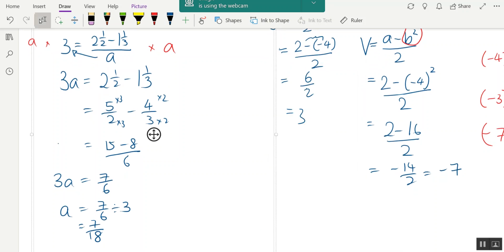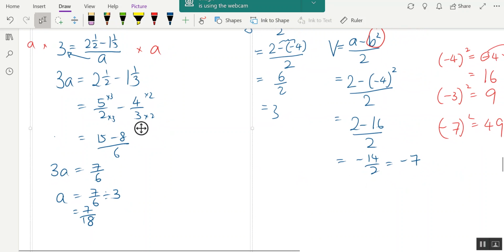Okay, know when to use your calculator, know when not to use your calculator. Generally, teachers want to see more working, okay, to make sure you know how you get from the top to the bottom. And this should be the right way you present.